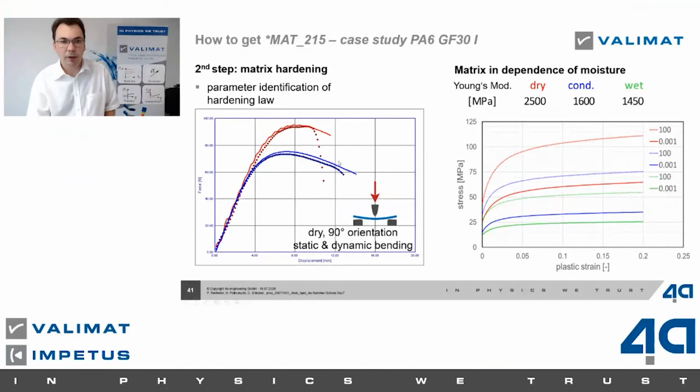Okay, I've shown you how to get these parameters, and you can also see with this information we did this for the dry, conditioned, and wet material, and we found these hardening curves. This is for the strain rate of 0.001 to 100 per second for the dry one. Blue is the same for the conditioned one, and green the same for the wet one. That's the matrix properties. And as you see, I didn't change the setup of the composite. I just changed the matrix properties. Then for each calibration, I did this to get these values under 90-degree.